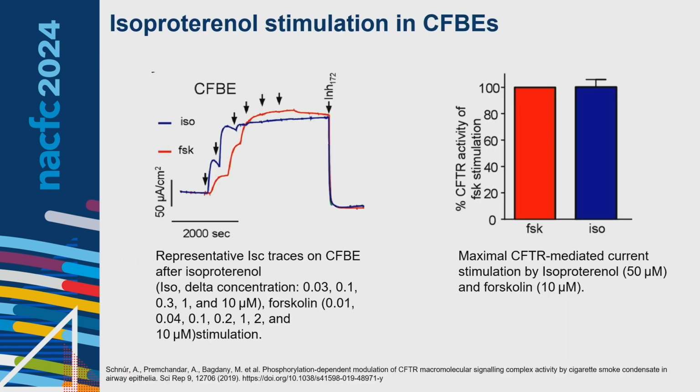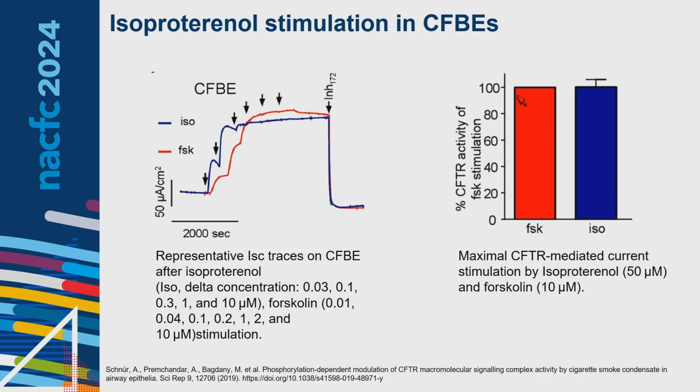The agonists that we have been using today are forskolin and isoproterenol, and Ussing chamber experiments carried out by Gregory Lukacs's group have shown that both agonists activate the CFTR channel function.